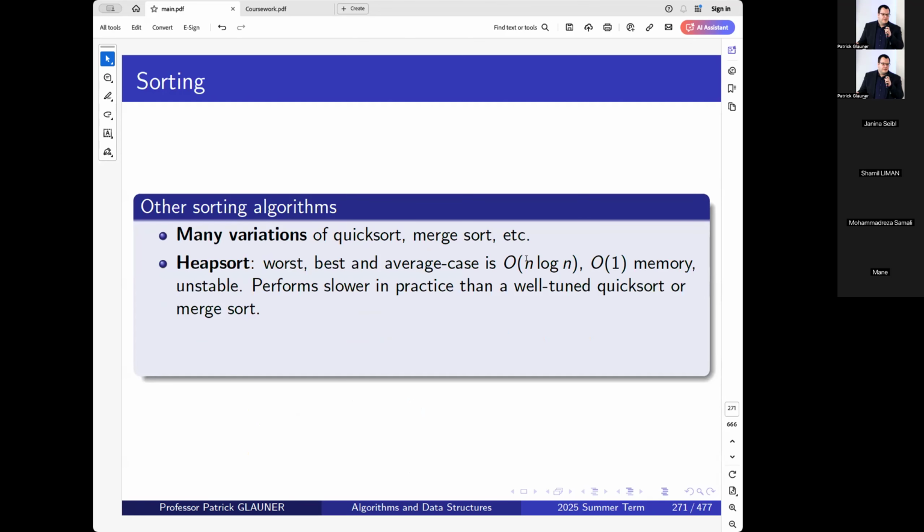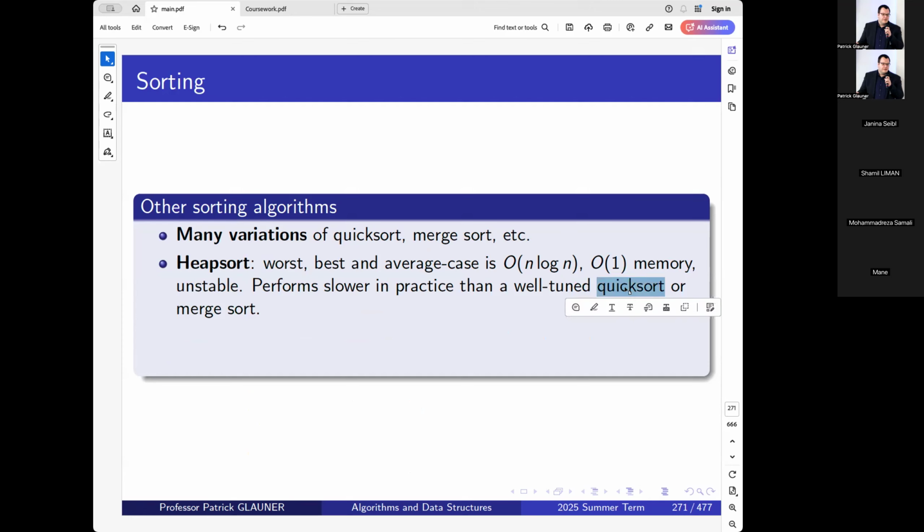And heap sort has a space complexity of O of 1. So it's constant because it does some tricks with the data set. But in practice, it performs slower by some constant factor than a well-tuned quicksort or a well-tuned merge sort.